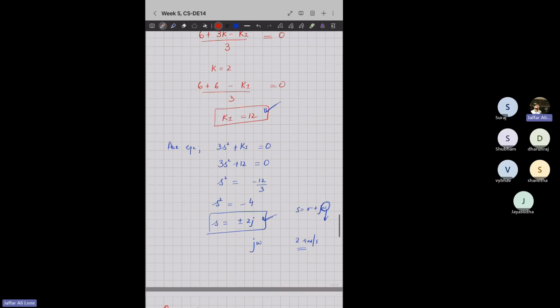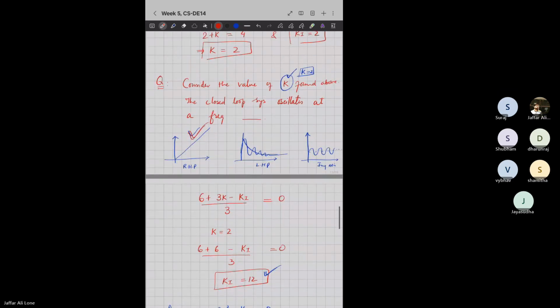So then your response will be like this. That will go to infinity. We discussed it in the second week when we discussed bounded input, bounded output stability. So if you give any bounded input, your system output will be unbounded. It will go to infinity. It is unstable because we discussed.